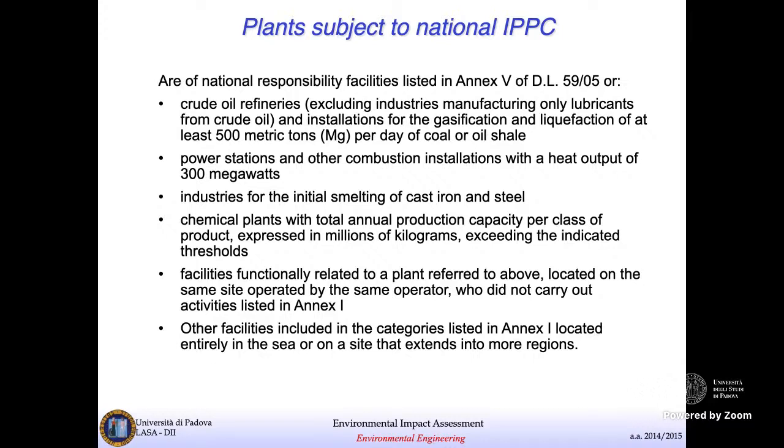Facilities functionally related to a plant referred to above, located on the same site and operated by the same operator, even if they did not carry out activities listed in Annex 1, and other facilities included in the categories listed in Annex 1 located entirely in the sea or on a site that extends into more regions. Okay.